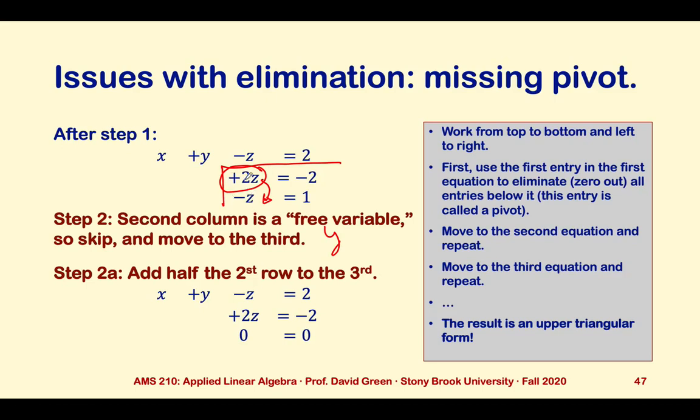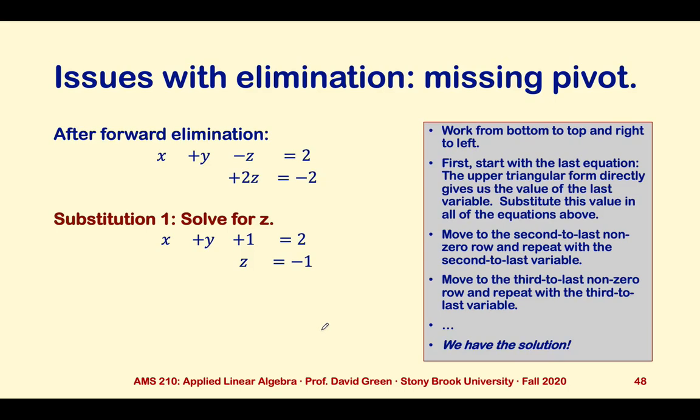Negative z plus half of 2z gives us 0. 1 plus half of negative 2 is 0. And we see we also get here a 0 equals 0. Not a problem. When we get a 0 equals 0, we just ignore it. After forward elimination, this is the system we have. It's our upper triangular form.